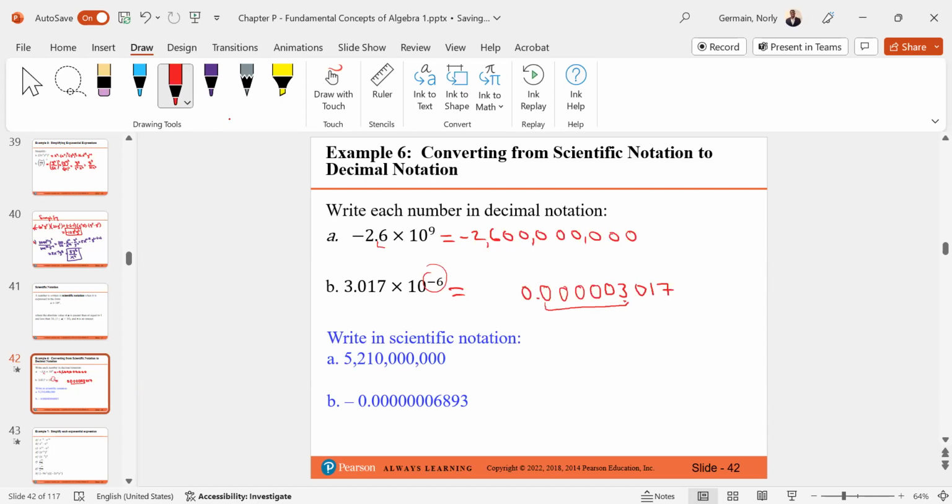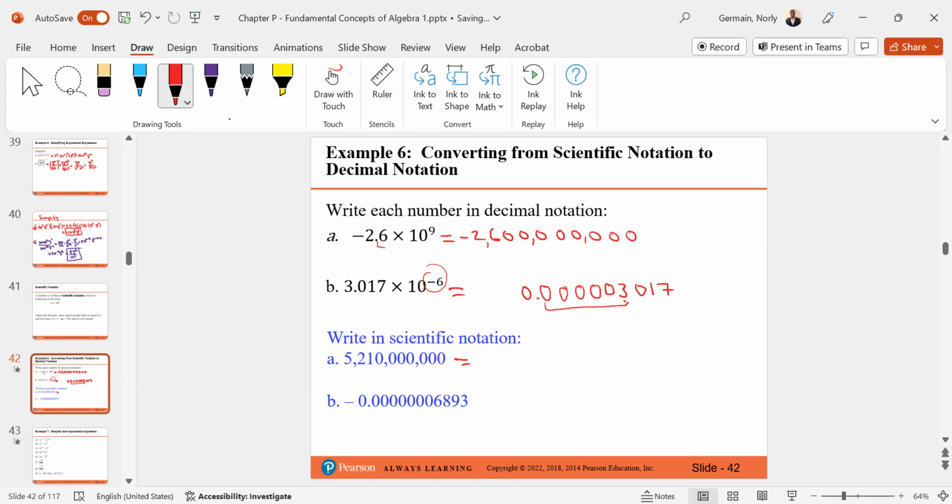So that makes it 6 digits. Sounds good? Okay. Look at the blue one. Here they give us the first one. They give us a scientific notation and ask us to express it in decimal notation. Now they give us the decimal notation and ask us to rewrite it in scientific notation.